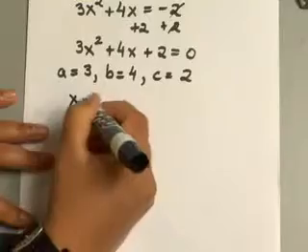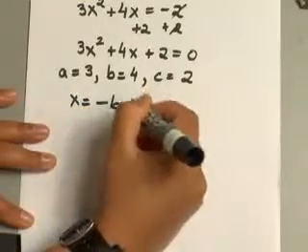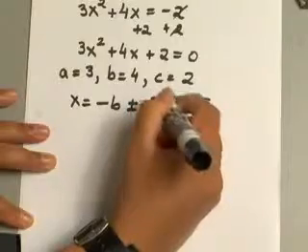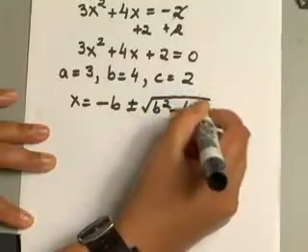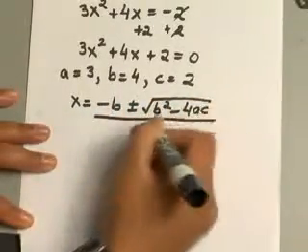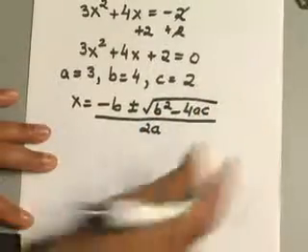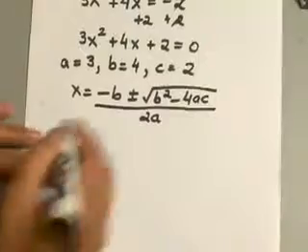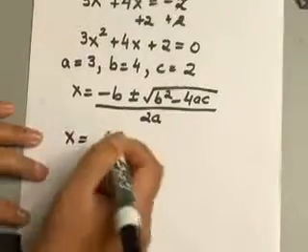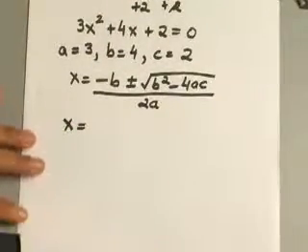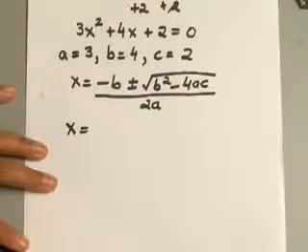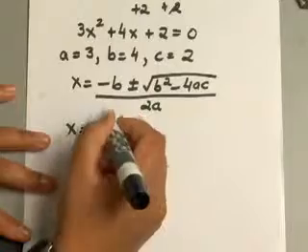Right, again, let's put this back into our quadratic formula. So this is your formula here. Okay, negative b plus or minus square root of b squared minus 4ac, and the whole thing over 2a. Now we're ready to substitute our a, b, and c. So let's go ahead and do that.